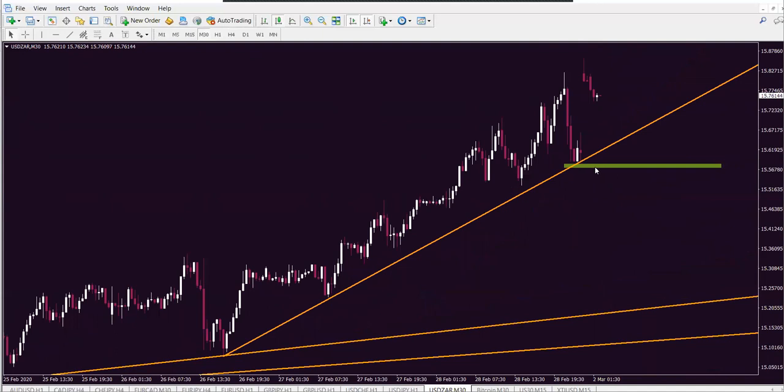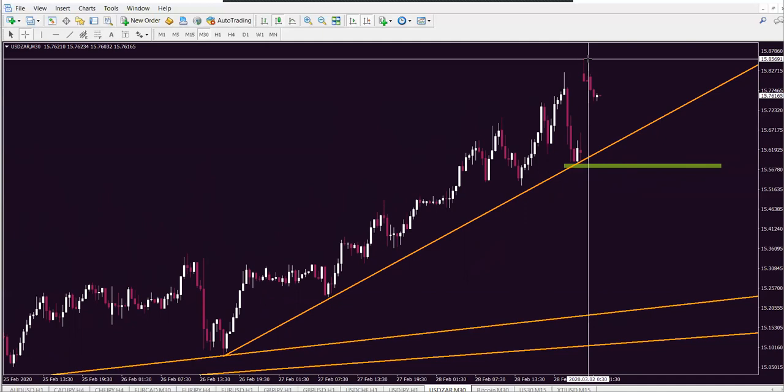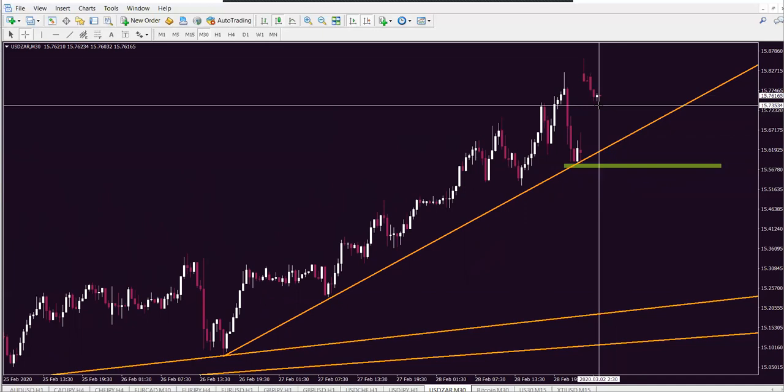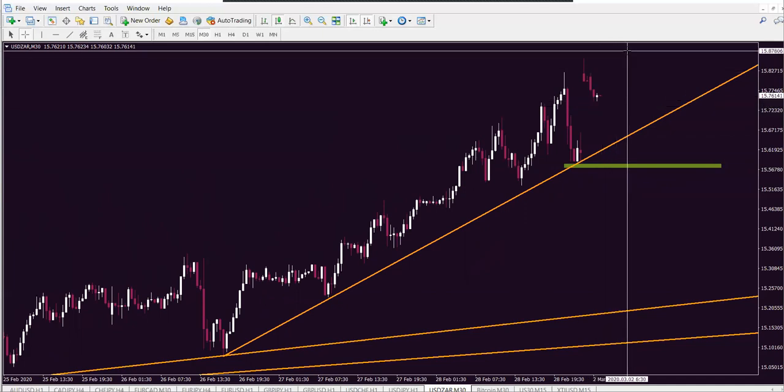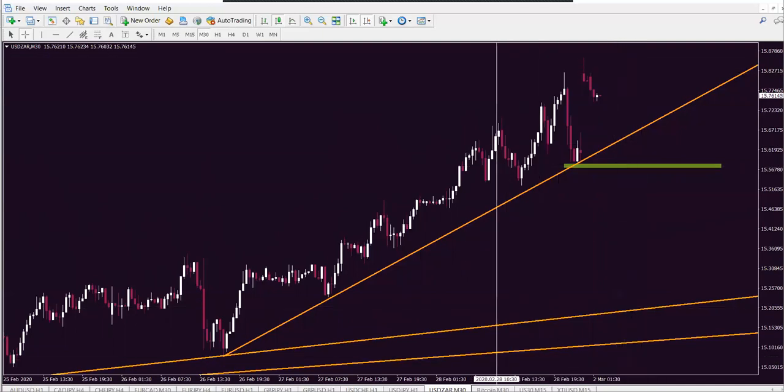So if we get a strong break of this point, I would sell. And it's very important that we establish our stop loss, because in this case I would have to have my stop loss right here. This is important because you could be in this trade and it decides to go up, and then you don't have a stop loss. All right, guys, so that's it for USD ZAR.